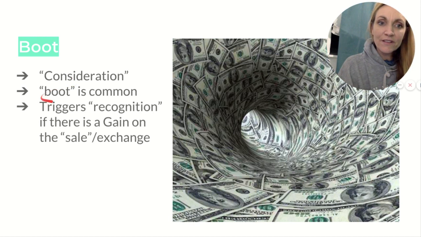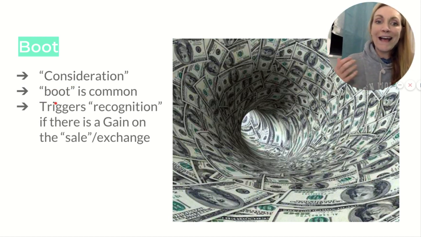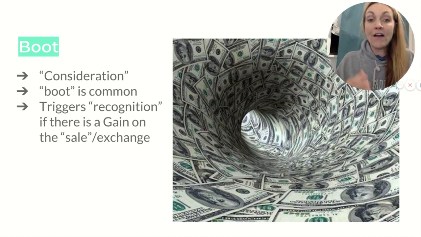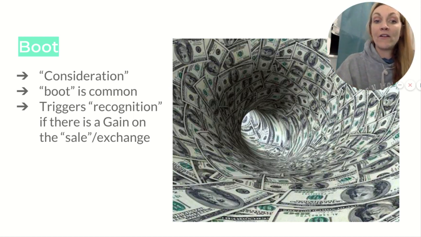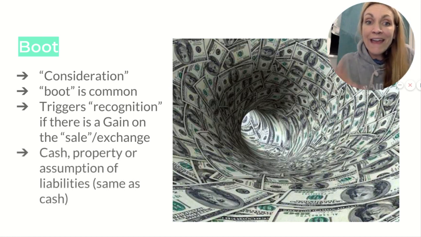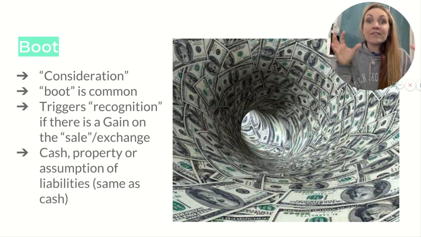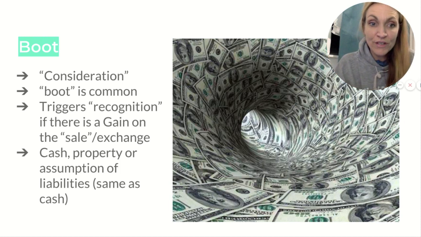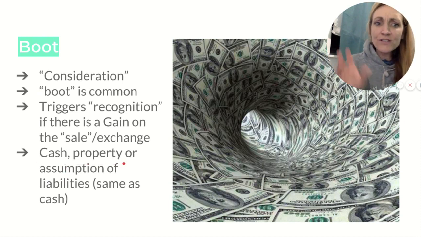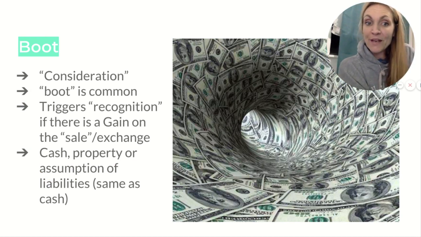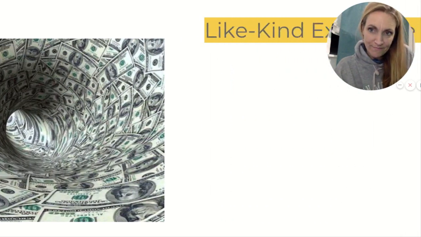Now, boot triggers taxation, recognition of any gain on the sale or exchange. And other things can be considered boot as well. Anything that is not the like-kind exchange property is boot. So even if someone assumes a liability or gives another piece of property or cash, it's all the same. It's all boot.